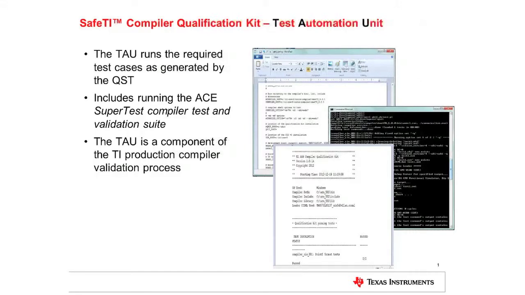These test cases include several hundred written by the compiler group, as well as the ACE Supertest Compiler Test and Validation Suite. Marcel will give further details about the Supertest Compiler Test Suite in the next section. It is important to note that the TAU comes from the TI production compiler validation process. All of the test cases and the scripts that control the running of the test cases are run during the validation of every TI production compiler.